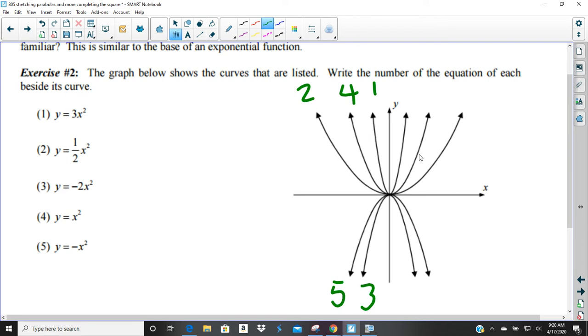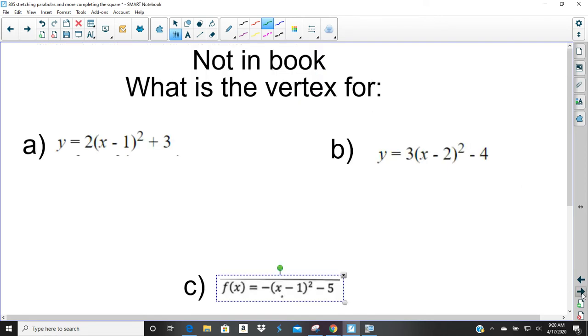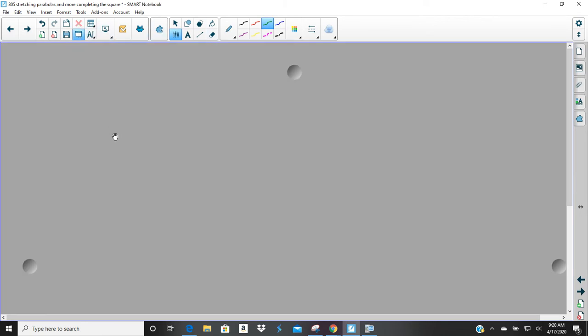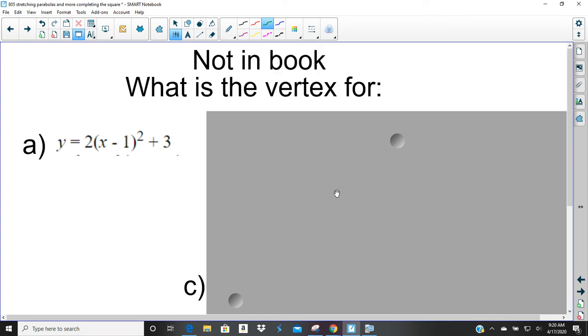Okay, so I've added a few additional questions, so please just write them down somewhere on your page. And I want to go through these 3 questions with you, okay? So these are not in your book. I've just made them up. So if you noticed in question 1, when we multiplied our x squared value by a number, 2, 4, 1/2, it didn't change the vertex.